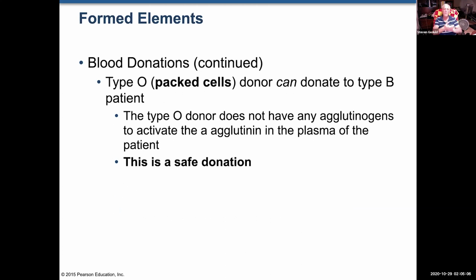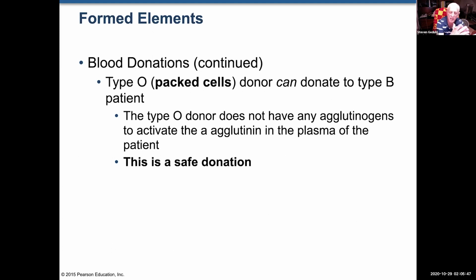Okay. Type O packed cells can donate to a type B patient. Now, type O packed cells means you're not giving any plasma. So you're not giving them any antibodies, anything within the plasma. And you can donate to any type of patient because type O has no markers on the surface. So type O packed cells, you can donate to anybody. That's called a universal donor. Anyone can accept type O packed cells because there are no markers. There's no A or B markers to react to it.